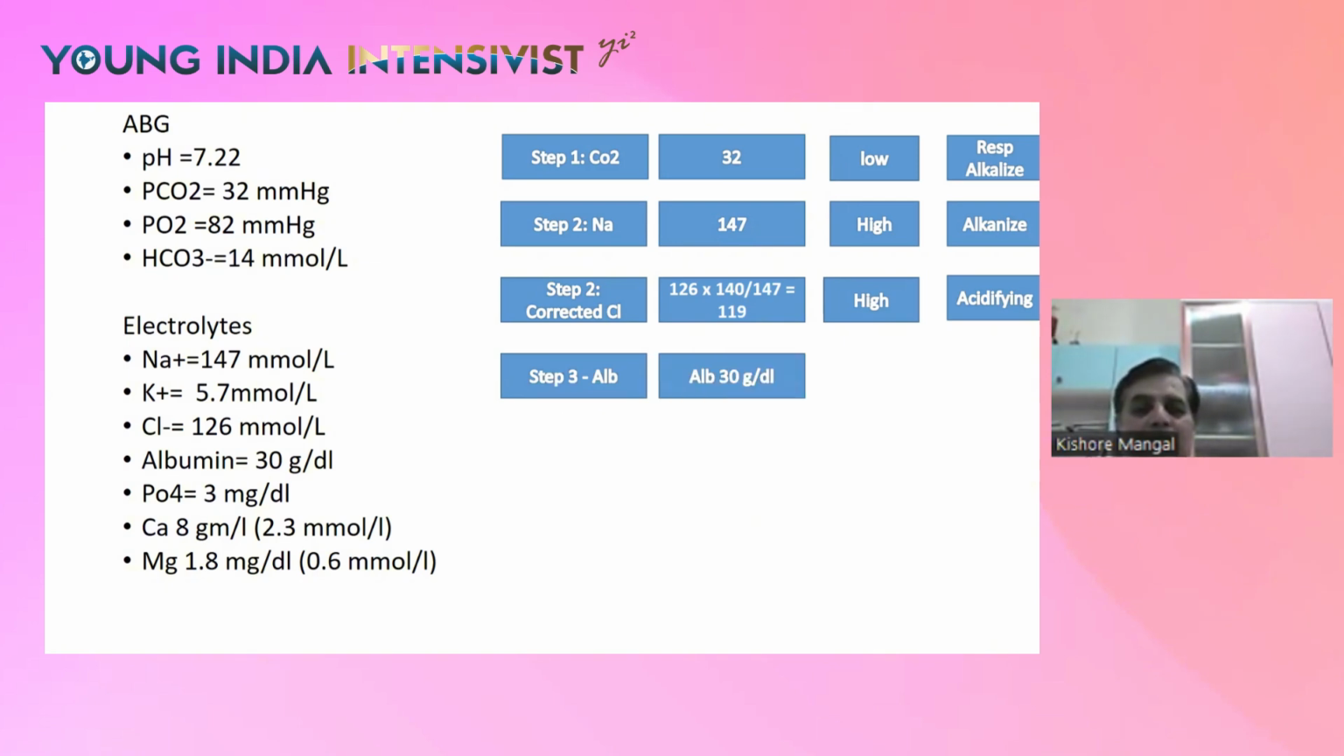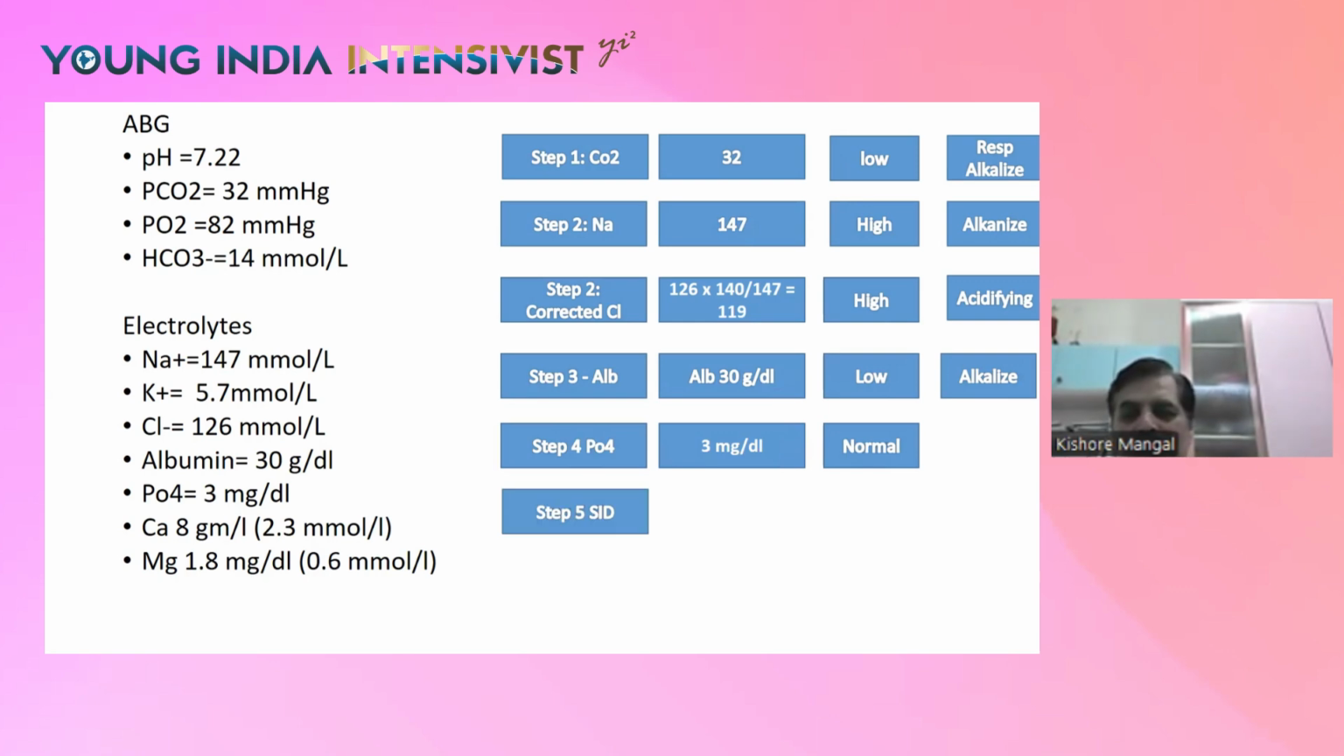We see albumin on a lower side. When it is low, then it is alkalinization. A little bit of alkalinization is there from albumin. Phosphorus we see normal. Then we calculate the strong ion difference. It is bicarbonate plus corrected albumin and corrected phosphorus. And the calculation is 23. 23 is a little bit low. So SID is a little low. So it is acidifying again.